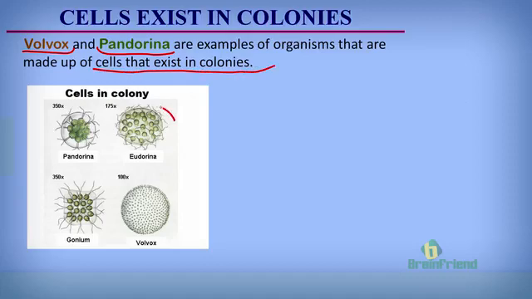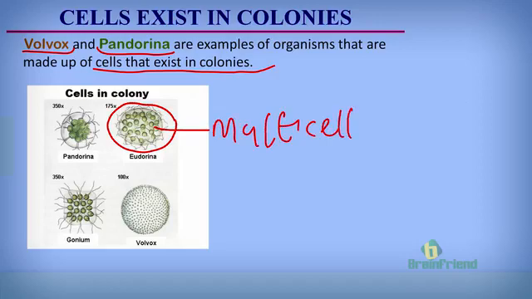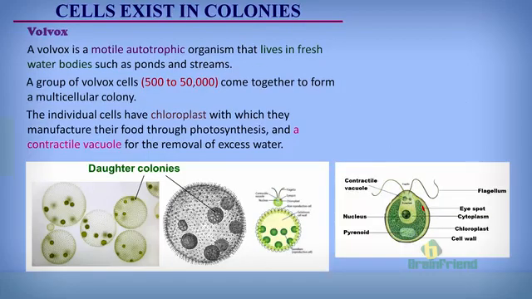Let me make a point here. The fact that we have several cells in this organism does not mean it is unicellular. Because we have several cells in this organism, we can call them multicellular. So this is Eudorina. It's another example of an organism where cells exist in colonies. We also have Gonium, an example where cells exist in colonies. We'll only take one example, the Volvox. That's a case where we have cells existing in colonies.